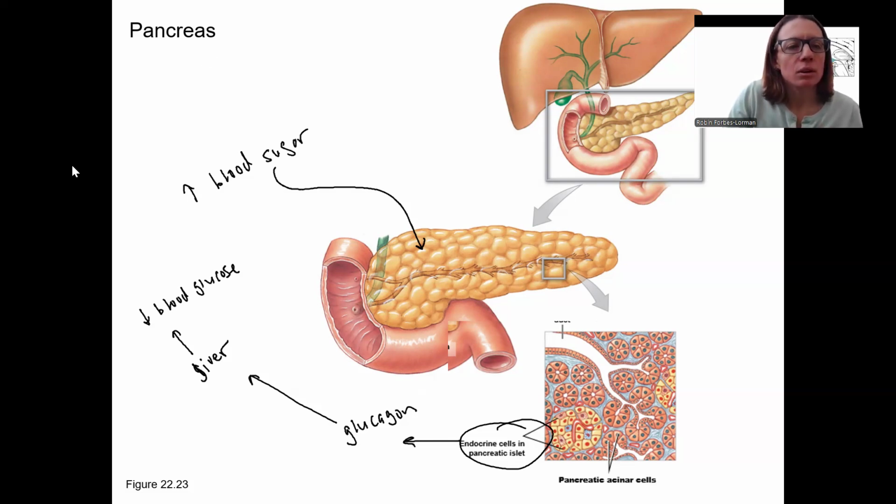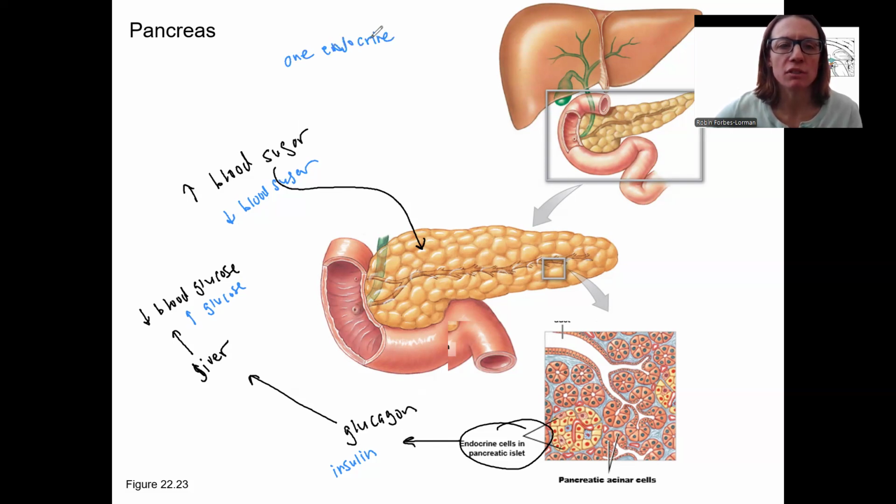Similarly, we could have the opposite color. There we go. Low blood sugar results in insulin secretion, which is also going to target the liver to increase blood glucose by converting glycogen to glucose. Okay. Again, the details aren't as important here as this is one endocrine organ detecting and initiating a response. Because what we're going to do next is a lot more complicated.